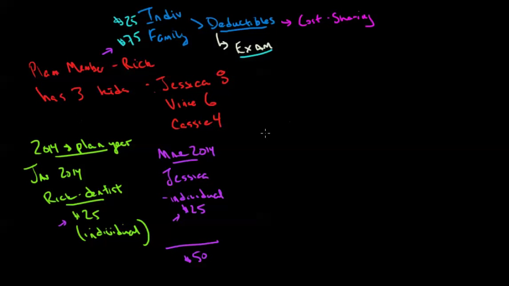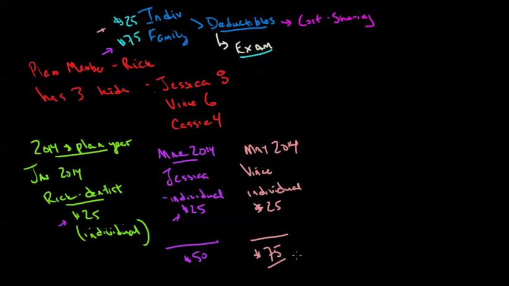And then later in the year, we'll say in May of 2014, Vince goes to the dentist, and Vince is also an individual. And Vince also has then a $25 deductible, as he is an individual. And at this point, we can see that we have used $75 of family deductible, which means there's no more family deductible to apply here.